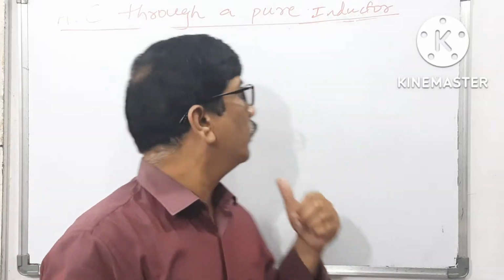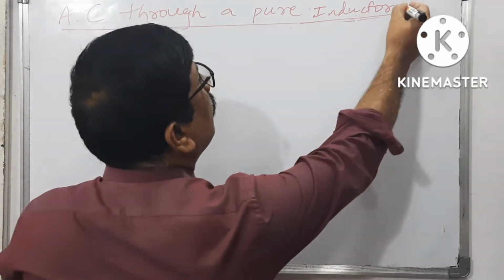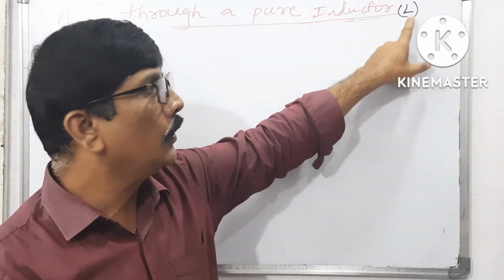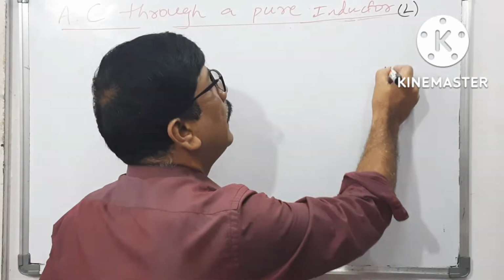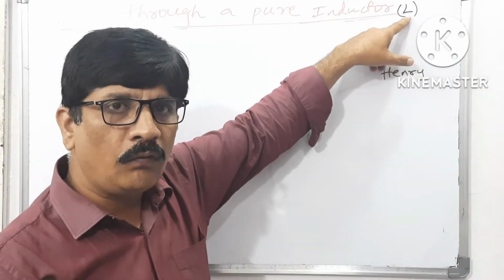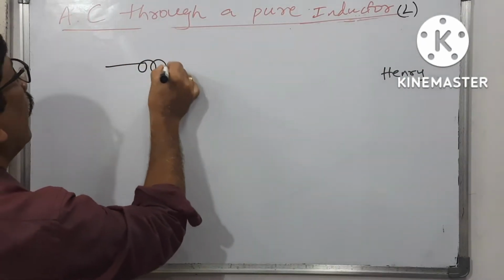Hi students, today I am going to explain alternating current through a pure inductor. Every inductor can have its own self-inductance, denoted by L. It is measured in Henrys. Henry is the SI unit of inductance. Assume that I am taking a coil; the symbol is this.